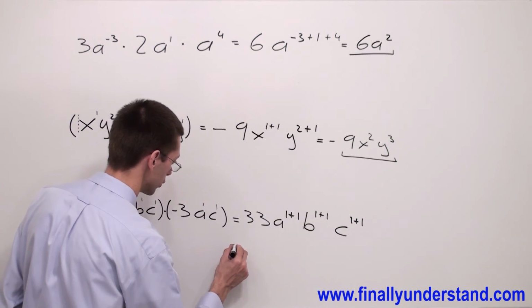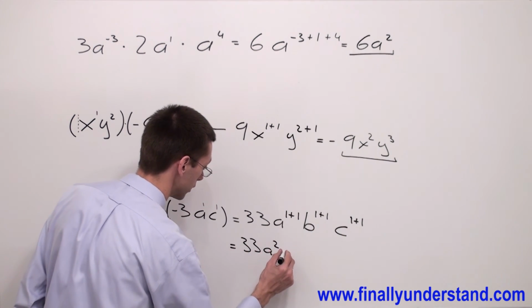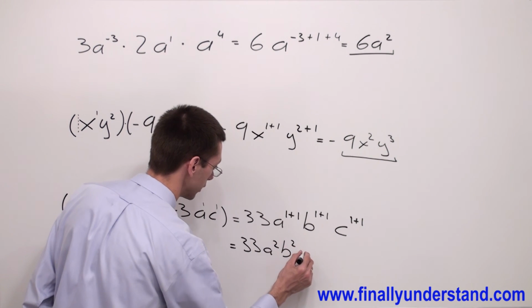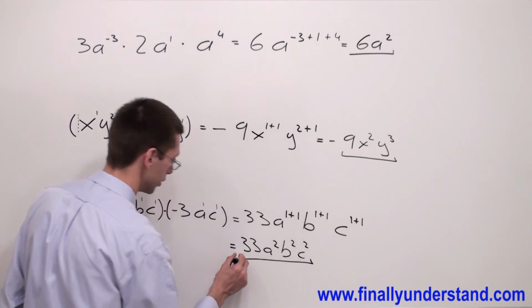My answer is going to be 33a squared b squared c squared. It's the solution to my problem.